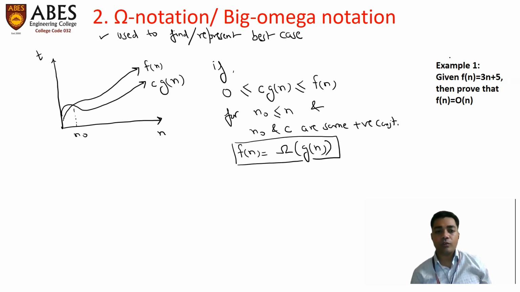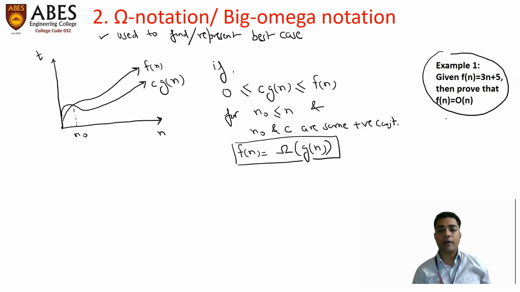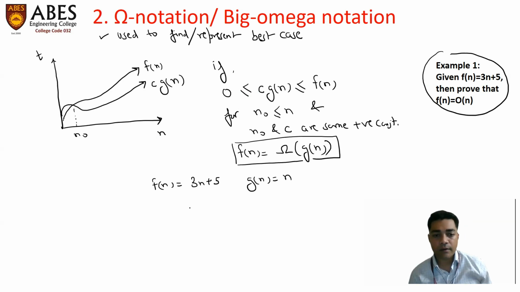Now, to see this, we have taken an example. This example is the same as before, but this time we will represent it in the form of big omega. So what is the example? Here f(n) is equal to 3n plus 5 and g(n) is equal to n, and just put it in this equation.